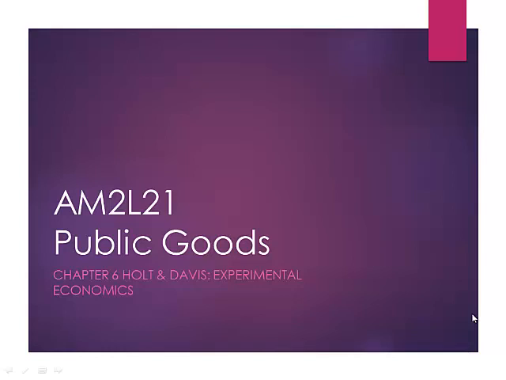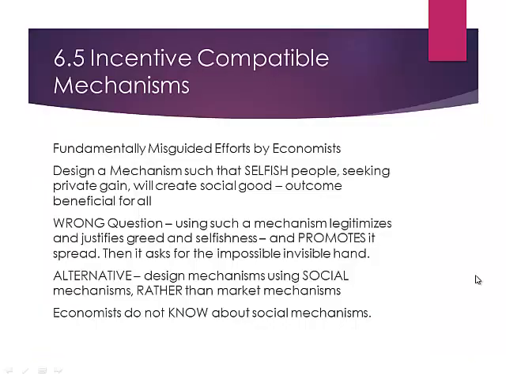So we will start, actually we will finish chapter 6 of Holt and Davis. We have covered from section 6.1 to 6.4. So 6.5 is about incentive compatible mechanisms. So what are incentive compatible mechanisms?